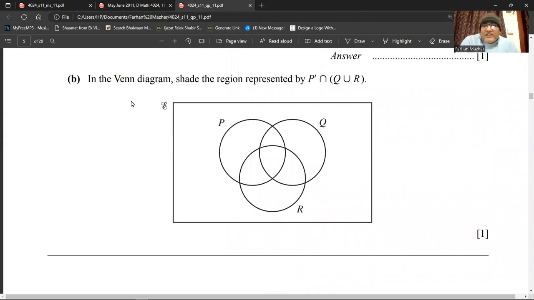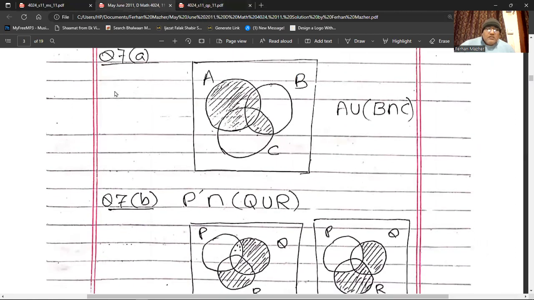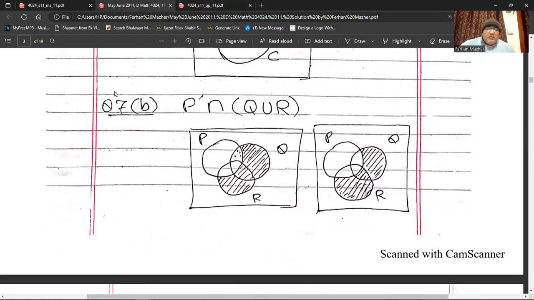Question number 7 is B part. In the Venn diagram, shade the region represented by P complement intersection Q union R. P complement means that you have to remain outside the P, and then you have to take the intersection, the common portion, with the Q union R. So outside the P is this whole thing, and the Q union R will be this thing. So we will shade it. This is the right diagram.